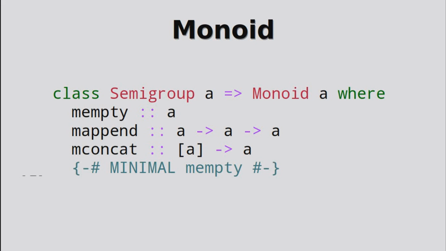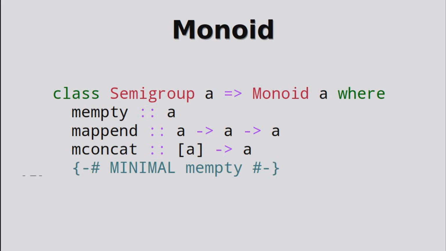And then it defines mempty, mappend, and mconcat. The minimal definition is mempty. So mempty would be the identity element. And you will see why it is called mempty in a second. Mappend is simply the operation that we have defined in the semigroup.